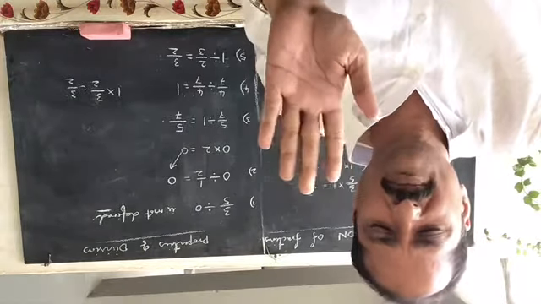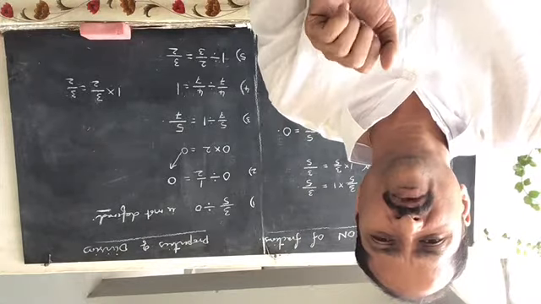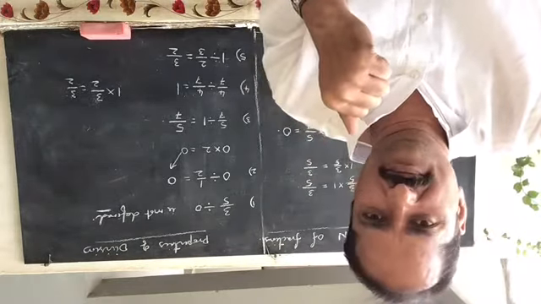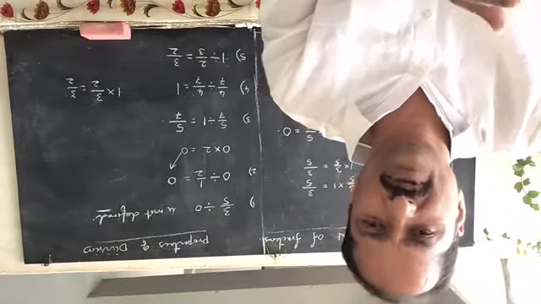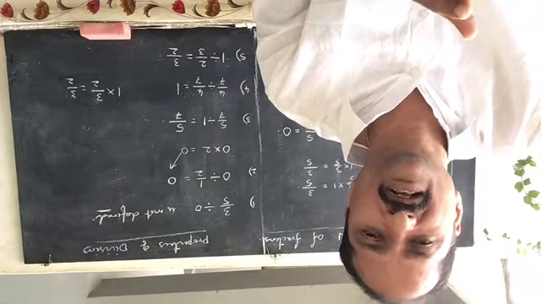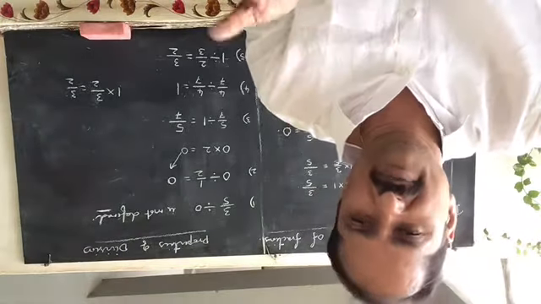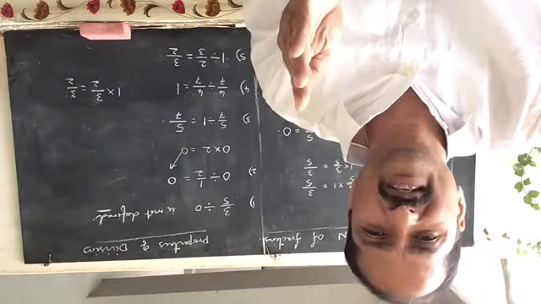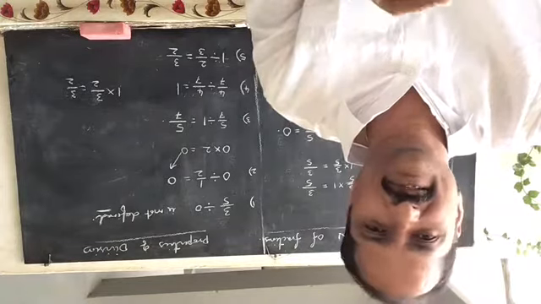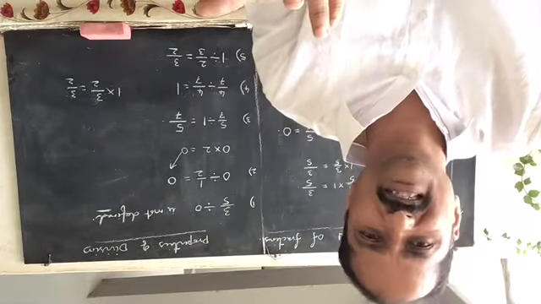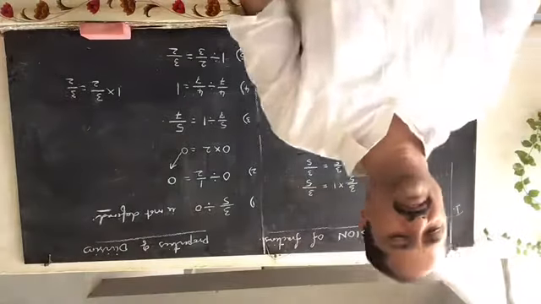And the last property is dividing 1 with any fraction. If you are dividing 1 with any fraction, you will get its reciprocal. So 1 divided by 5 by 7. The reciprocal of 5 by 7 is 7 by 5. 1 divided by 2 by 3. The reciprocal of 2 by 3 is 3 by 2. And the answer is 3 by 2. Understand? So these are the properties of division of fractions.